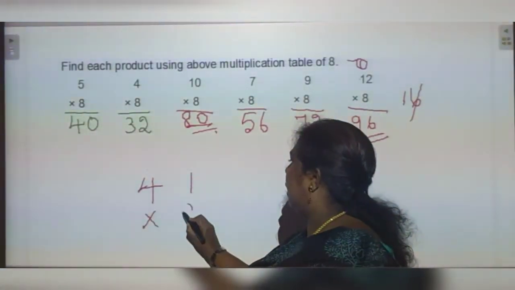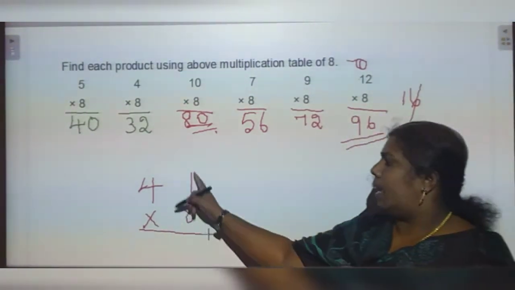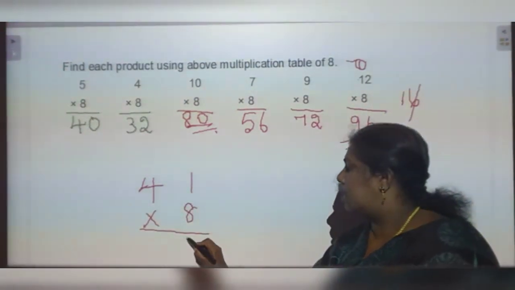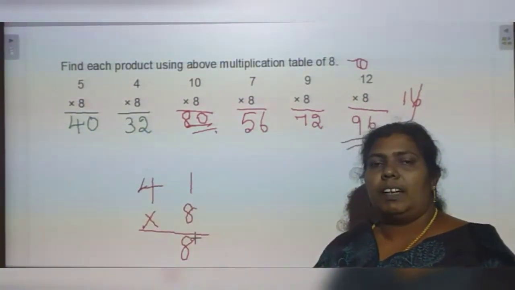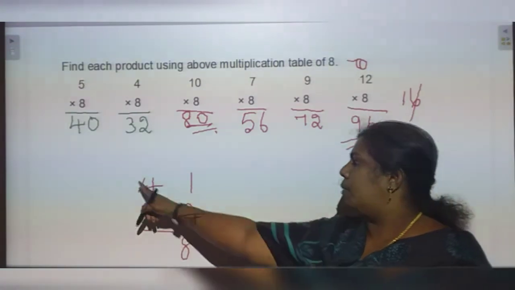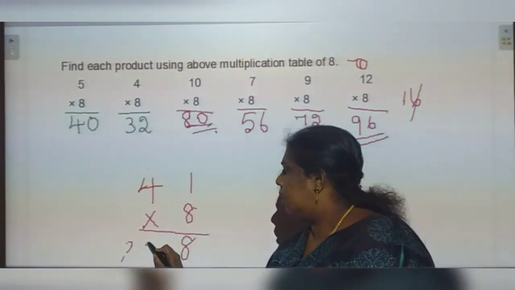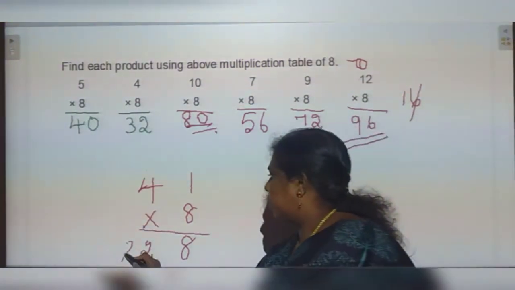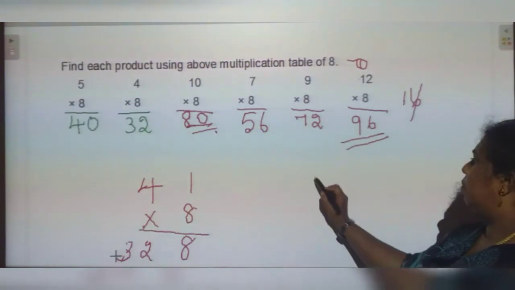41 into 8. Multiply these two numbers. 8 1s are how much? 8. Then 8 times 4 is how much? 8 4s are 32, right? Then we have after that no number, right? So you write the number as it is, 32. 32. Understand?